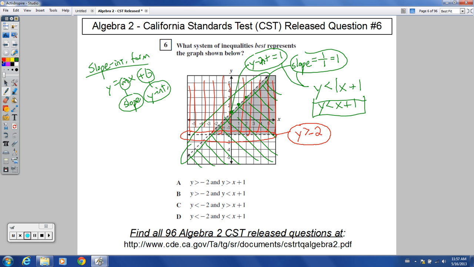This right here is the direct thing I need for my solution. So I'm looking for y is greater than negative 2. We're not talking about less than, so not those two. And y is less than, that's what we want right there, less than x plus 1. So choice B is the correct choice for number 6.